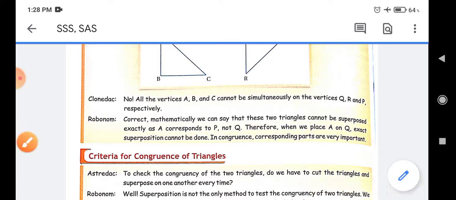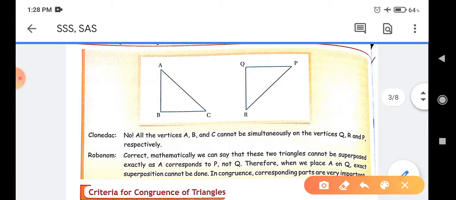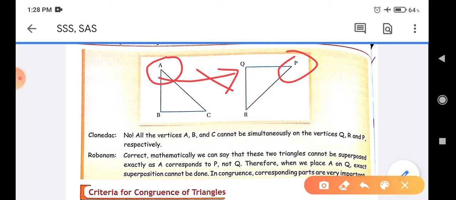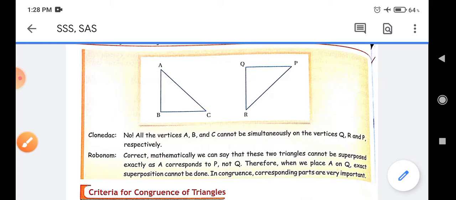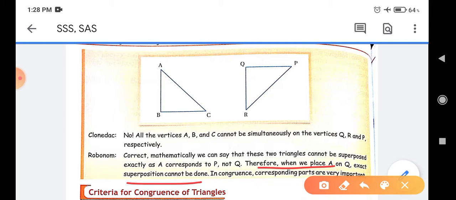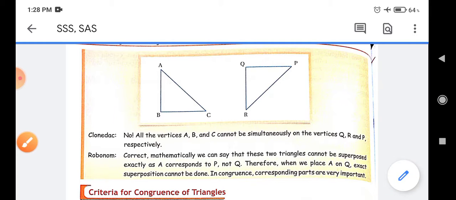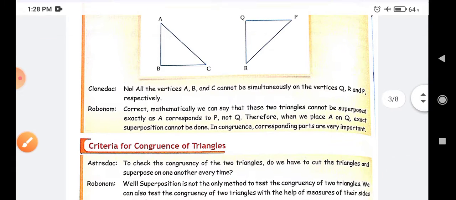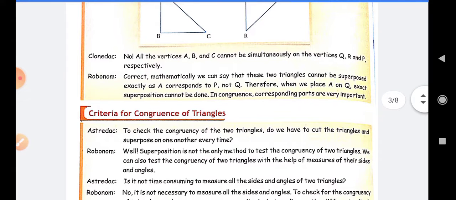Here A corresponds to P, not Q, so we cannot place A on Q. This is not possible. Therefore, when we place A on Q, the exact superposition cannot be done. In congruence, corresponding parts are very important. If the parts are not corresponding, we cannot superpose them.